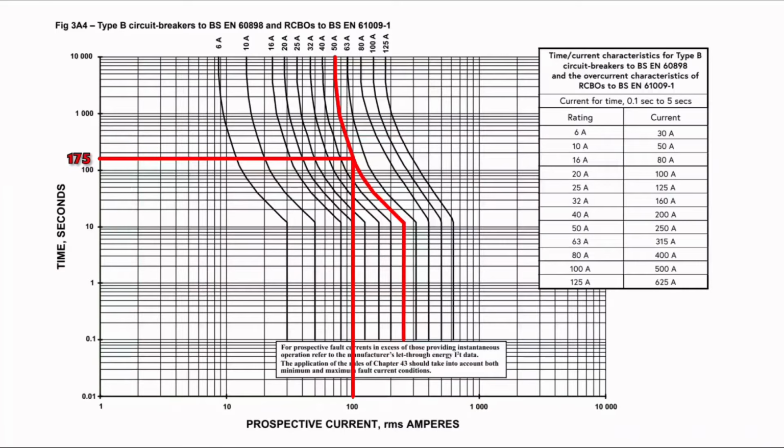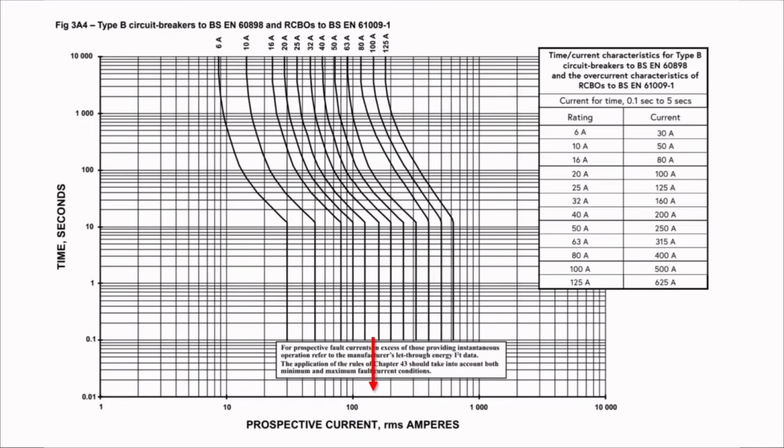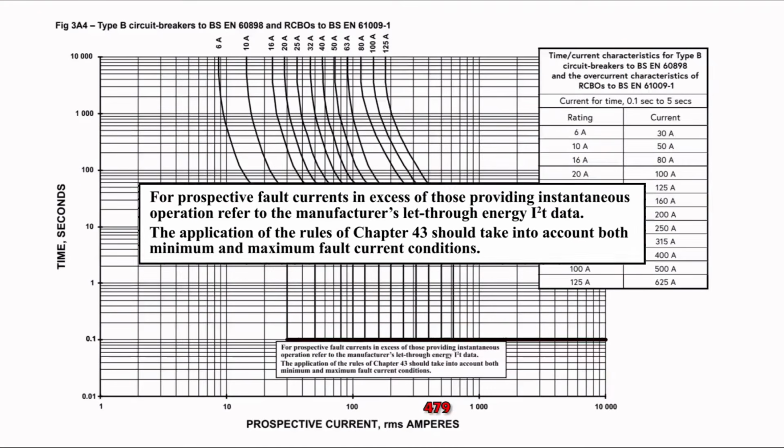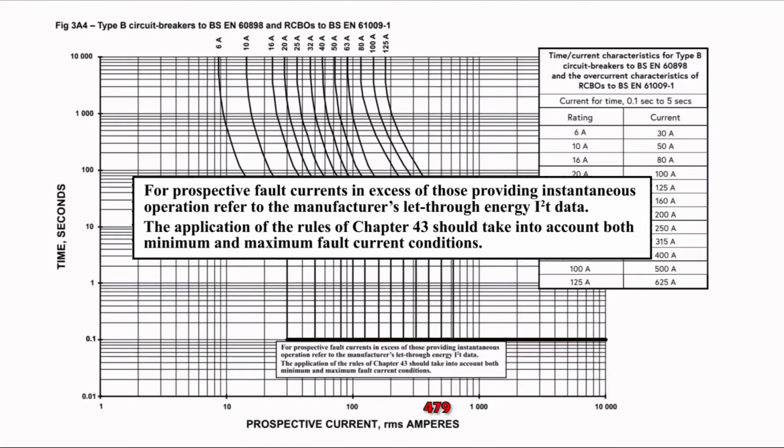So what about our fault current of 479 amps? Well, we keep going along the bottom axis, we get to 200, then 300, 400, and 479 will be about here. Now we track up to the 50 amp circuit breaker line and completely miss it. So what will the value be? Well, back in the old days, these lines just used to all level off and go horizontal here at 0.1 seconds. So that's the value that we would use for operating time. Now, there's a little box that says if it's beyond this line, we need to consult the manufacturer's let-through energy I squared T data.